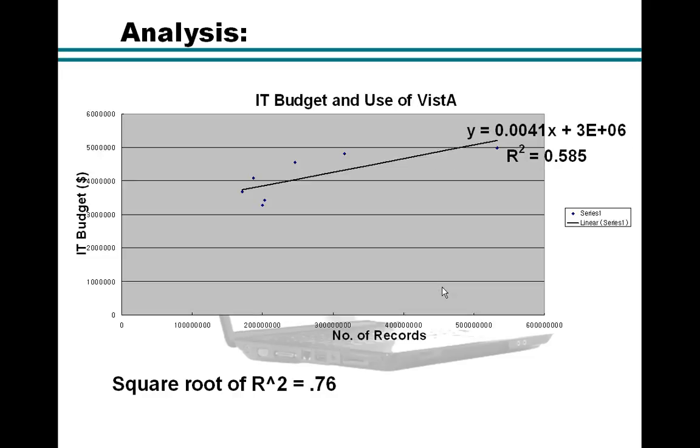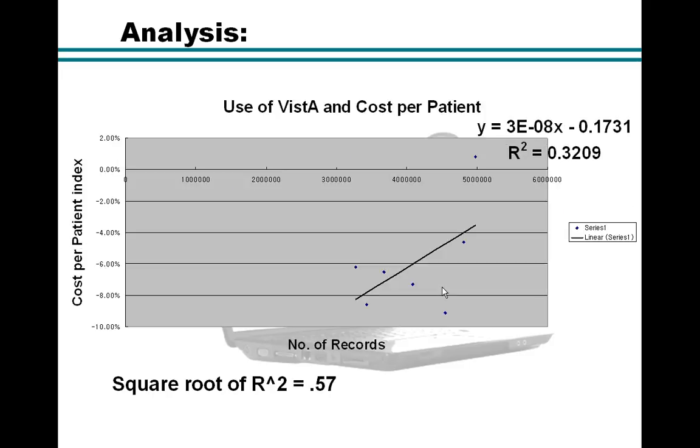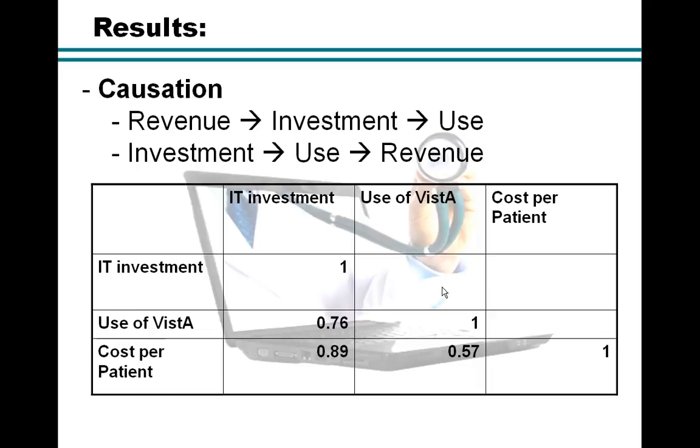Next, we compare the number of records and cost per patient index to find that there is a moderate level of correlation. Once again, we take the square root of 0.585 to find that R equals 0.76. Finally, we compare the budget and record numbers to find a somewhat lower level of correlation. We then take the square root of 0.3209 to get 0.5. Once correlation between variables is found, we can find causation.